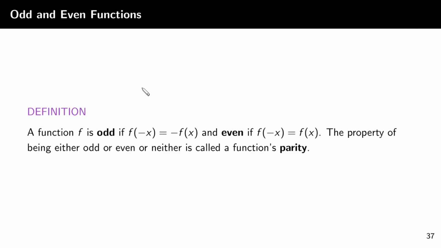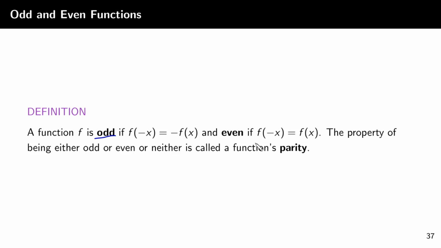Now, functions can be classified into three, by whether they are odd or even or neither. So, a function is odd if f of negative x is equal to negative f of x. Ibig sabihin, kapag pinalitan natin yung x ng negative x, pwede nating i-factor out yung negative sa labas. Ang makukuha natin ay negative times the original function.